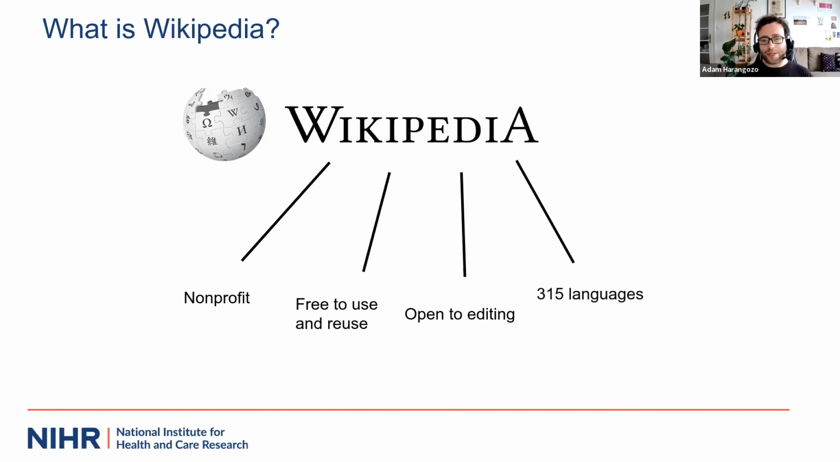There are Wikipedias in more than 300 languages, with the biggest one obviously being the English, but also, for example, there is a Scots language Wikipedia. So even in the UK, we can talk about multiple languages that are relevant.